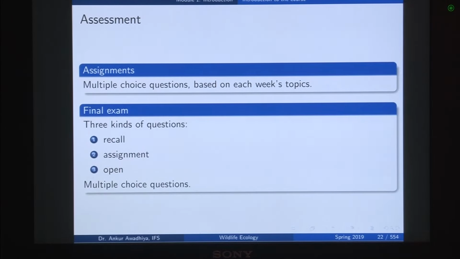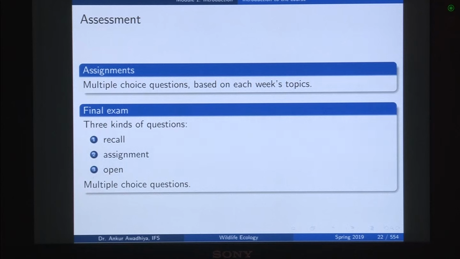Now, in this course we will have a continuous assessment. So, the assessment will be in the form of assignments and in the form of a final exam. Assignments will comprise multiple choice questions which will be based on the week's topics. And in the final exam we will be having 3 kinds of questions. We will be having the final exam in 2 different slots, a morning slot and an evening slot, and we will be having 3 different kinds of questions.